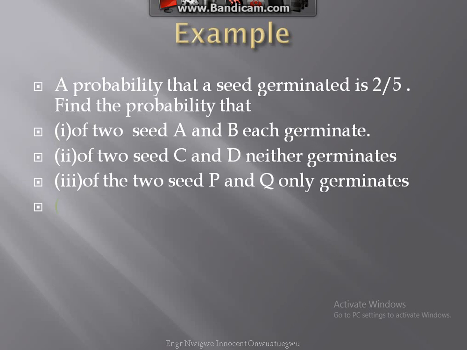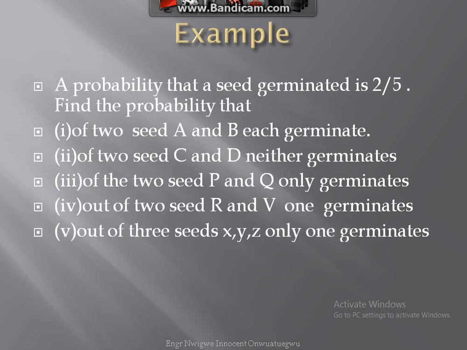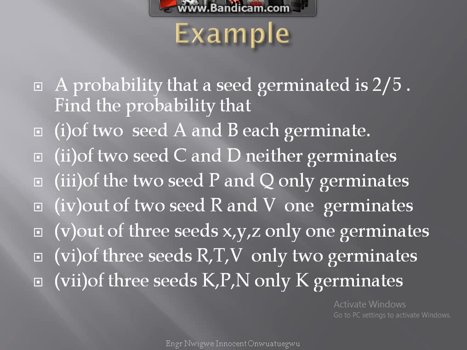(iv) Out of two seeds R and V, one germinates. (v) Out of three seeds S, Y, Z, only one germinates. (vi) Of three seeds R, T, V, only two germinate. (vii) Of three seeds K, P, N, only K germinates. By 1 minus 2 over 5, which is equal to 3 over 5, the seed did not germinate.